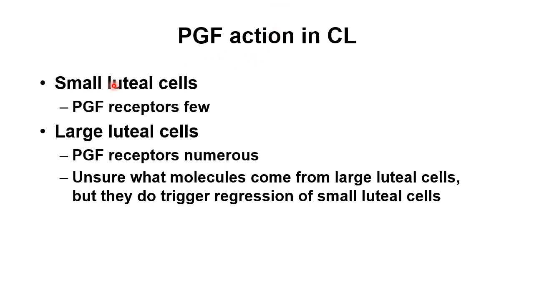The small luteal cells have very few PGF2 alpha receptors, while the large luteal cells have numerous PGF receptors. Although the small luteal cells have very few receptors for PGF2 alpha, they will also trigger the lysis of these small luteal cells together with the large luteal cells.